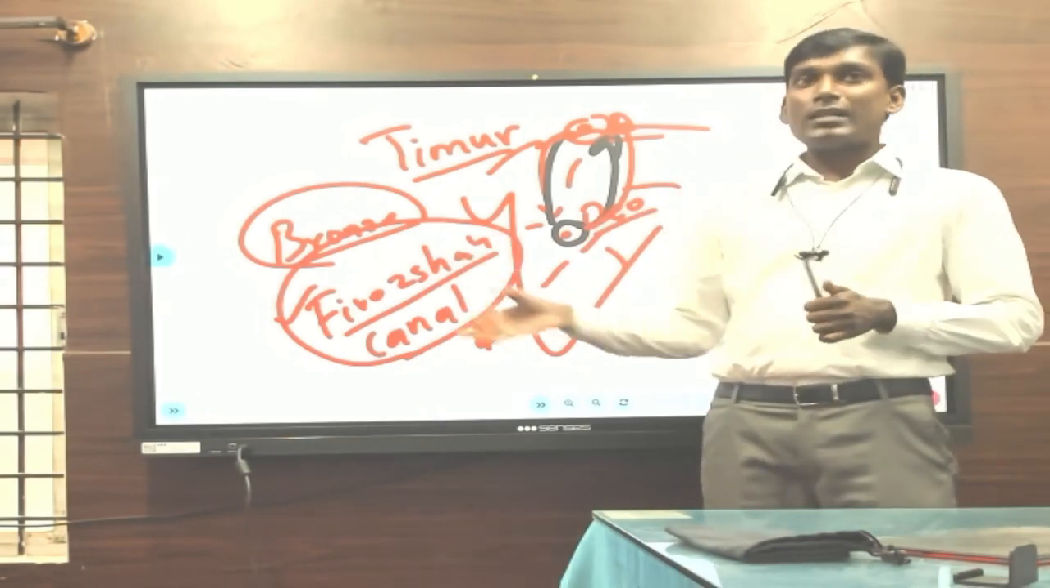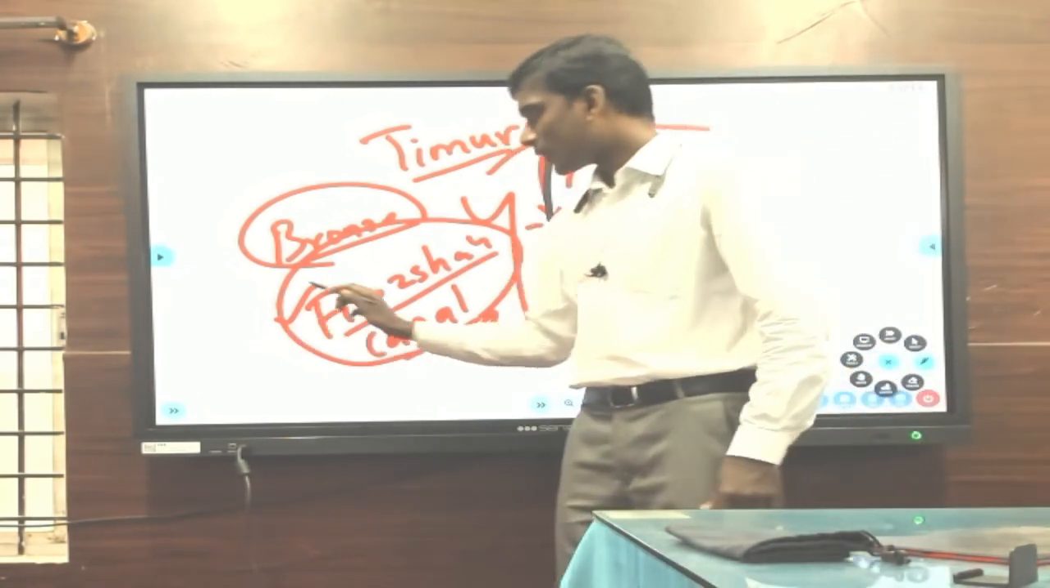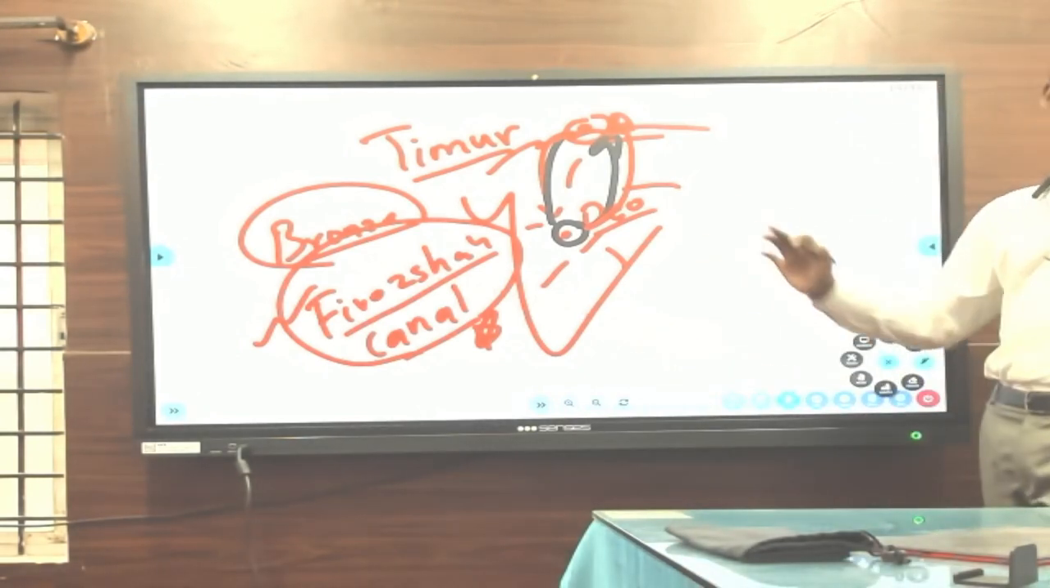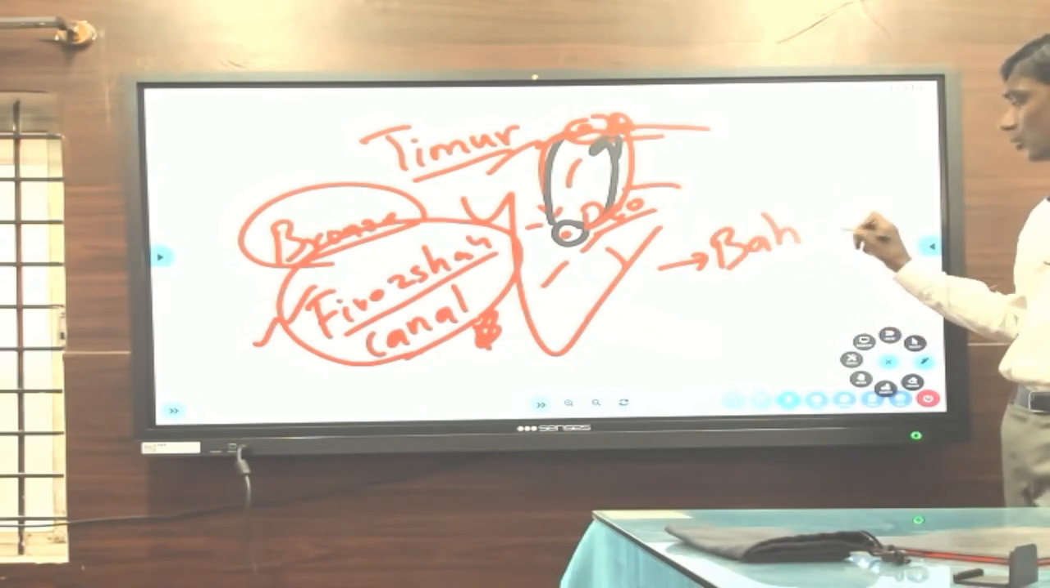Firoz Shah decided to rebuild it. So he rebuilt that Qutub Minar and everything was fine. Do you understand? So this is what happens. After Firoz Shah Tughlaq, there is no strong king, and now here comes a person called Bahlol Khan Lodi.